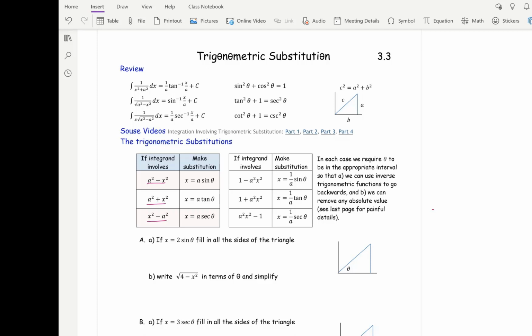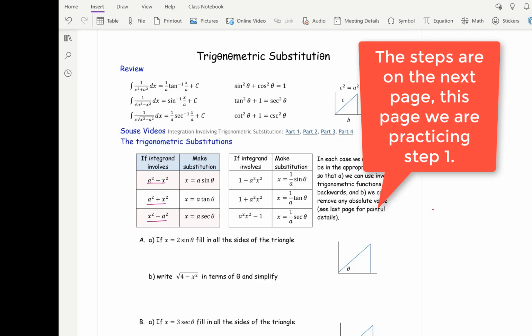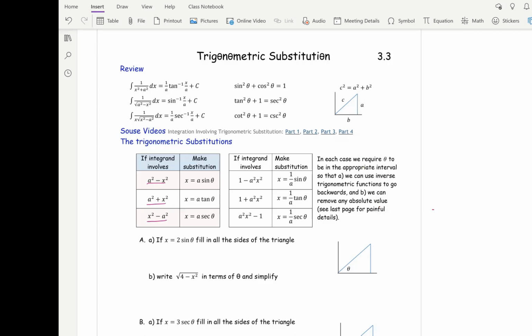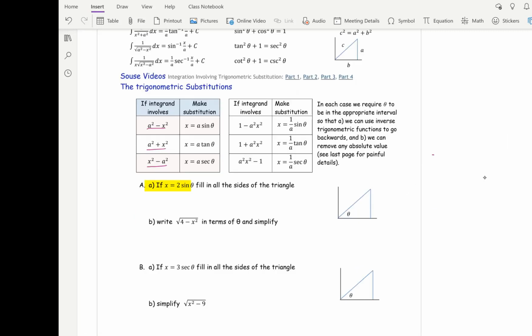After you make your substitution, the first thing you're going to do when you solve a problem is fill in your triangle. And so on this first page, I just want to show you step one without doing any integration. So suppose you make the substitution x equals 2 sine theta. Here's how you would fill in the triangle.